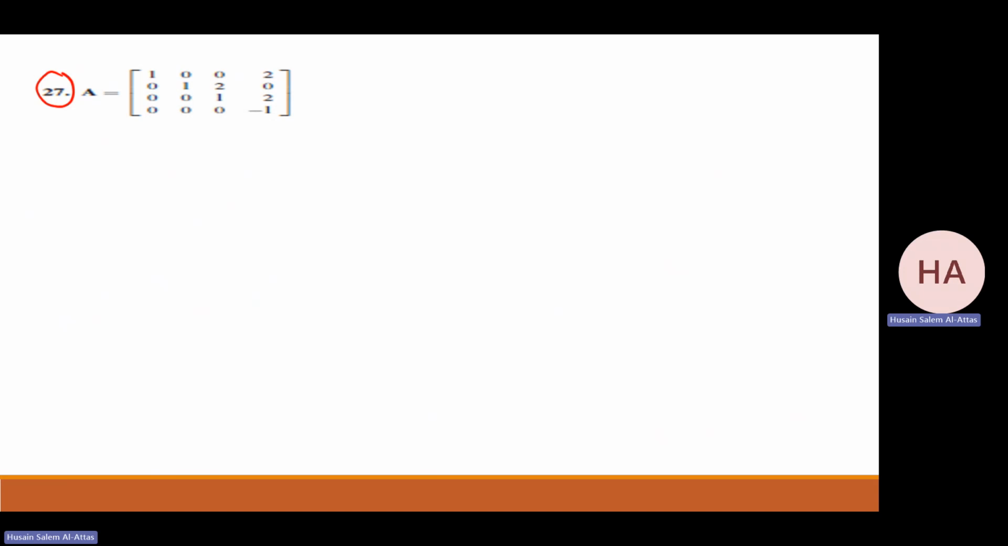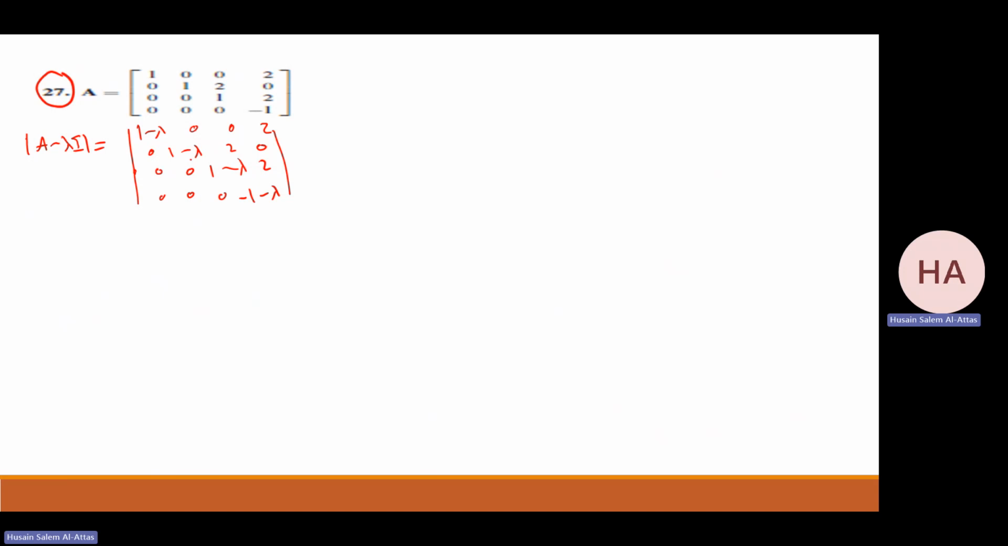Next one. I have A minus lambda I. That will be 1 minus lambda, 0, 0, 2, 0, 1 minus lambda, 2, 0, 0, 0, 1 minus lambda, 2, 0, 0, 0, minus 1 minus lambda.